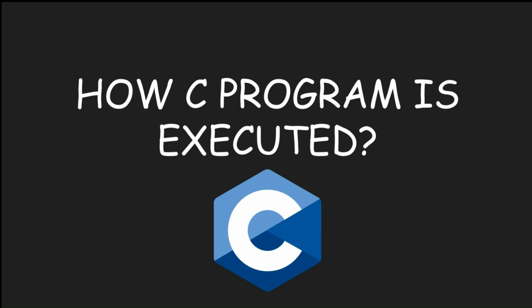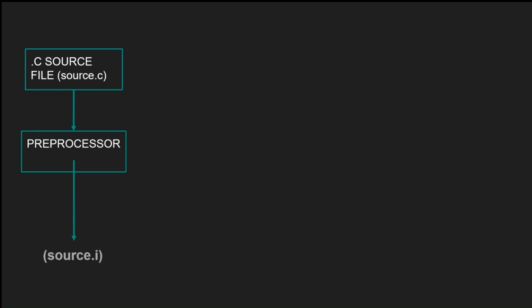In this video, we will see how C program is executed. Step 1. Preprocessor. The source file is given as an input to the preprocessor. The preprocessor processes the source file and produces an output file called source.i.